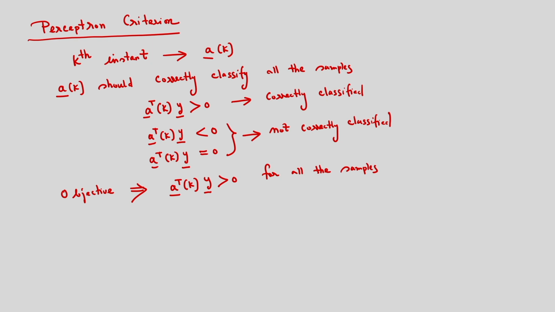So we will consider all the samples which are not correctly classified by the weight vector ak. So this perceptron criterion function Jp(a), where J means the criterion function and p means the perceptron criterion, I can define like this: summation of minus a transpose y, for all y which are misclassified.